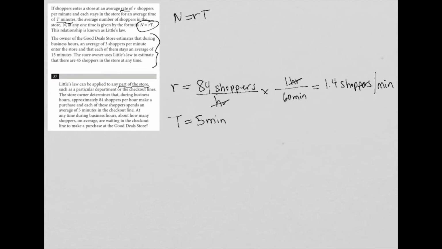Oh, so this is very straightforward. I just use my N equals RT. I know that R is 1.4 and T is 5. So 1.4, we go to our calculator just so we're certain about our calculations. 1.4 times 5 is 7. So we would expect that there are 7 shoppers waiting at the checkout line to make a purchase at any given time. So that's our final answer.